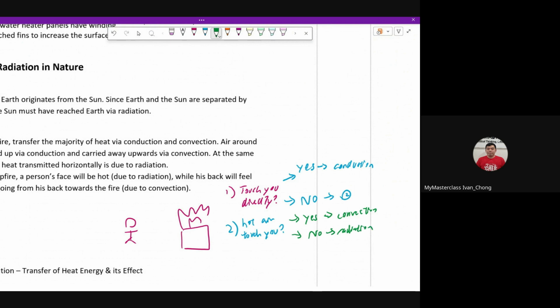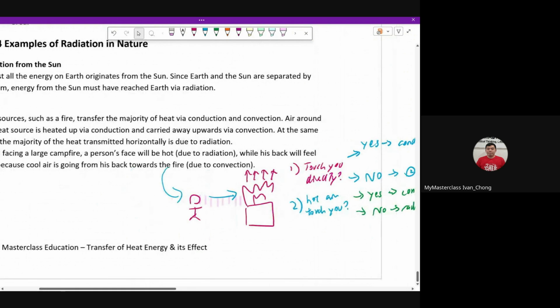Okay, so how do we know this? First thing, air at the hot fire will gain heat, expand, rise, and its density decreases, right? So it rises up to the top and cold air will try to come in to replace it. So first thing, is this person touching the fire? It's not. So it must be number two. Is the hot air touching him? No, it's actually the cold air that is blowing towards him. So why does this man still gain heat? It is because of the radiation from the heat itself. So this is your radiation.